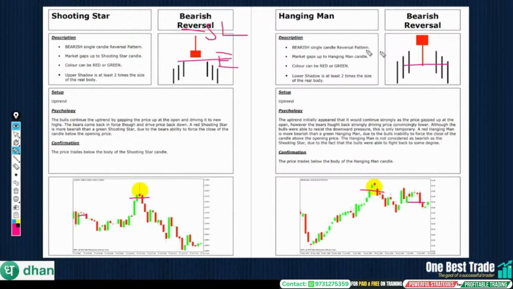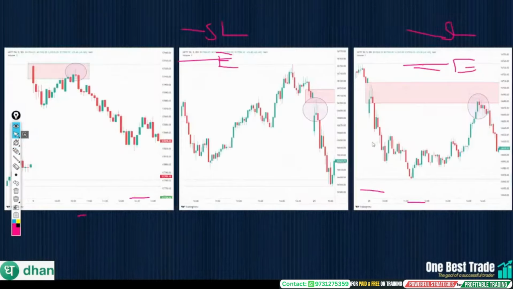The high is going to be SL. The wick low is going to be entry. The high of this candle is going to be SL. Okay. So let's see some examples. You will understand better. Yes, MK.